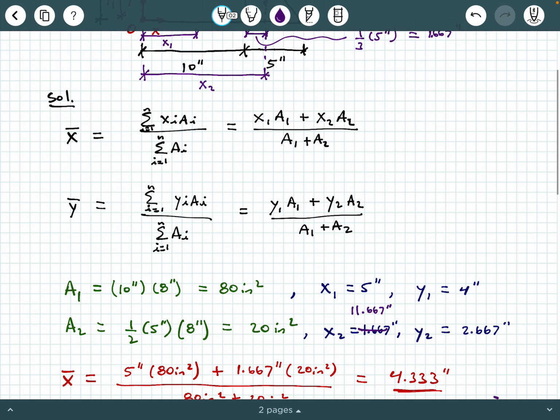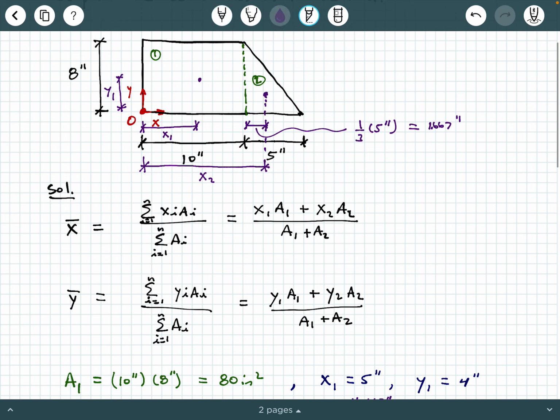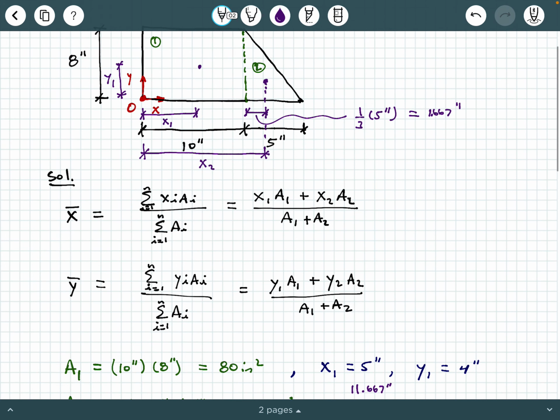11.667 inches. It's got to have that 10 inches built into it, because again, all of these X values and Y values are measured back to your overall origin. So if you watched this video before and you already took notes on it, make sure you make that correction in your notes. X2 is in fact 11.667 inches. Okay, I'll write it here for us again.